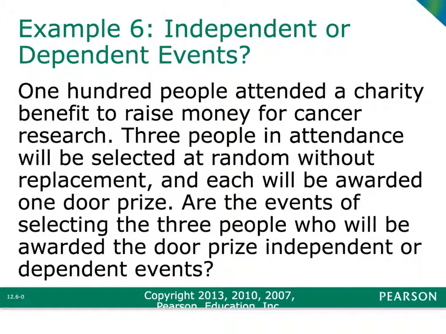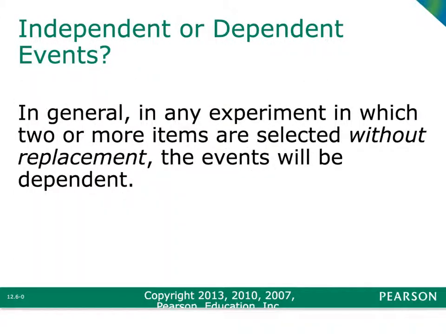So in the first selection, the probability is 1 out of 100. If that person is not selected, then in the second selection, the probability is 1 out of 99. And in the third selection, it's 1 out of 98. So notice how the denominator changes? That would be considered a dependent event. In general, any experiment in which 2 or more items are selected without replacement is going to be considered a dependent event.